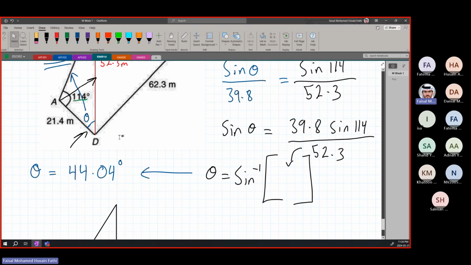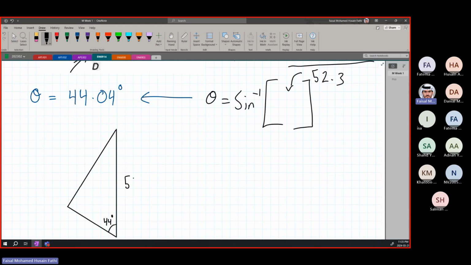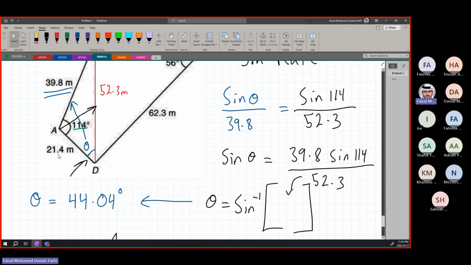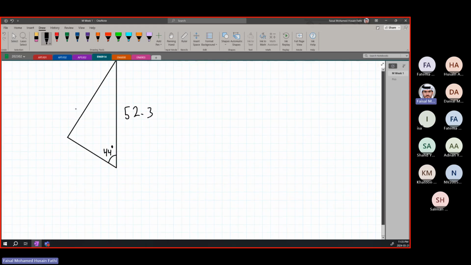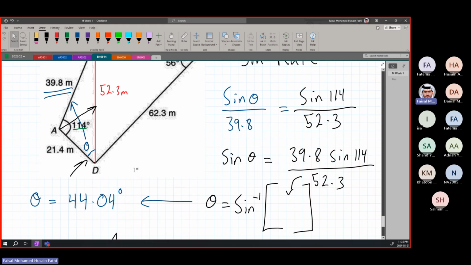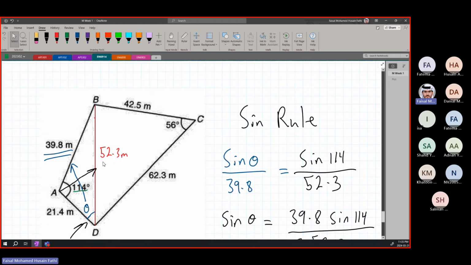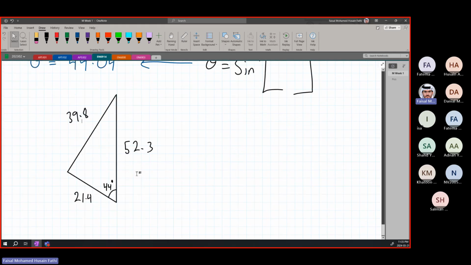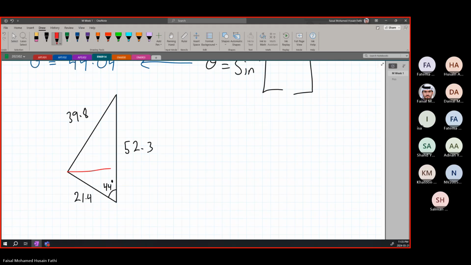We have all the sides. We have 52.3, 21.4 and 39.8, and these are all in meters. Then, what did we want to find earlier from this shape? We wanted to find the perpendicular height. So in this triangle, we want to find the perpendicular height, which is this height over here. And let's call it H1. How do we find this perpendicular height?